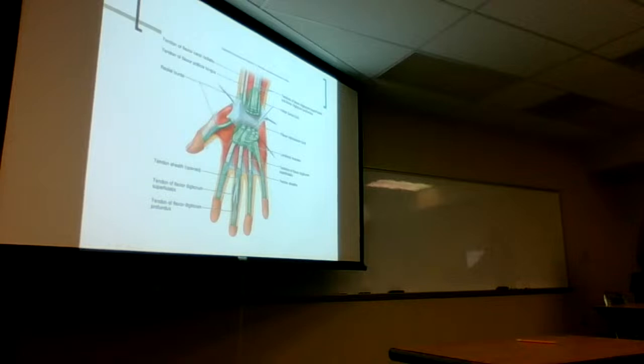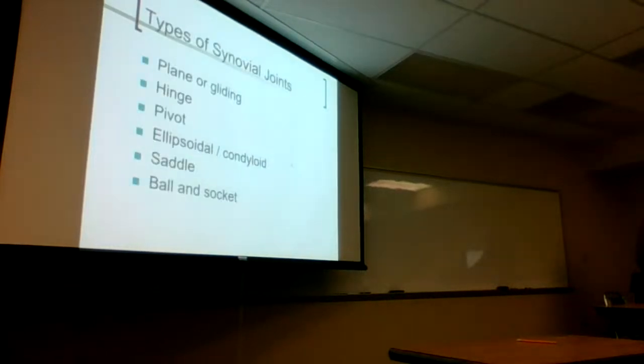Here's showing you tendon sheaths. There's not a lot of cushion in your fingers, right? It's skin, fat, tendon, bone, skin, fat. So we are going to wrap around those big old tendons coming from all the way up here, so there's not a lot of friction going on in our fingers.